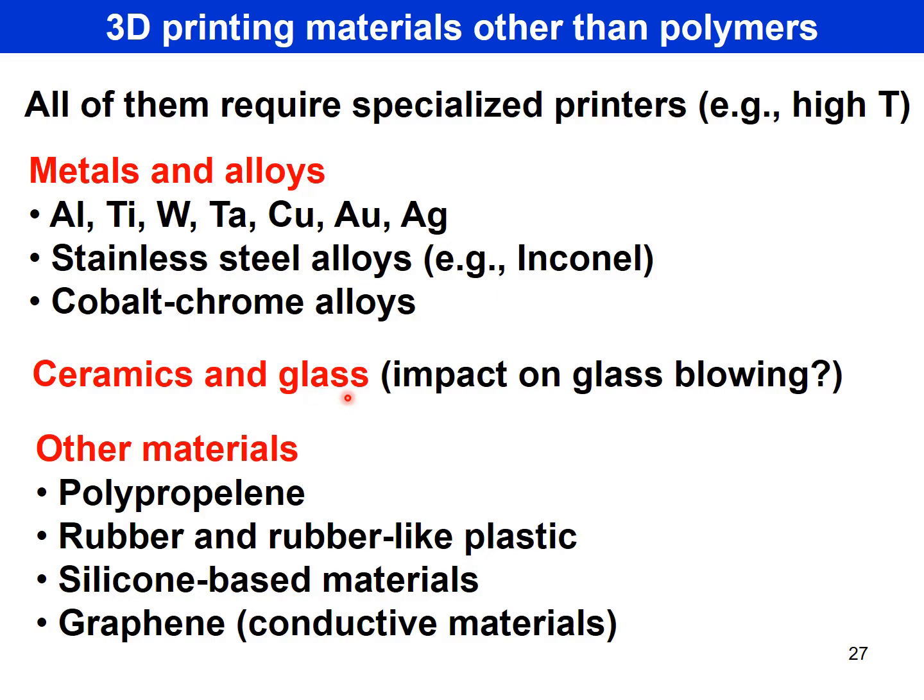They will have impact on glass blowing, it is my guess here, in the chemistry department. And there are other materials such as polypropylene, rubber and rubber-like plastics, silicon-based materials, and graphene to make conductive materials.